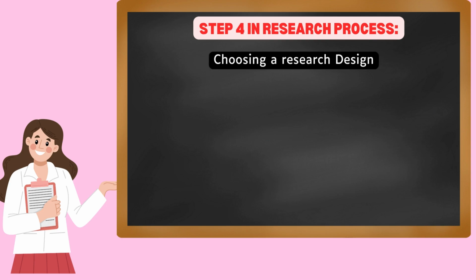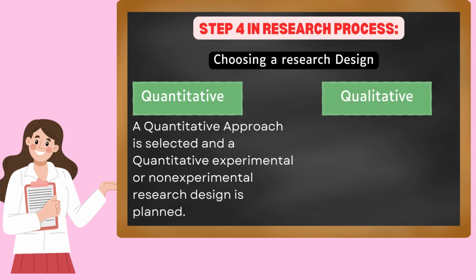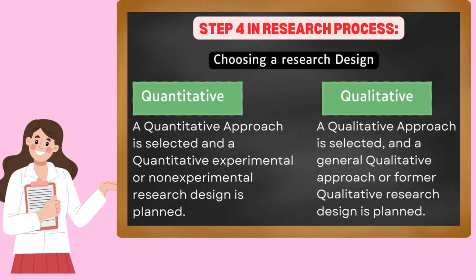Step 4 in research process. Choosing a research design. Under quantitative, a quantitative approach is selected, and a quantitative experimental or non-experimental research design is planned. Under qualitative, a qualitative approach is selected, and a general qualitative approach or formal qualitative research design is planned.